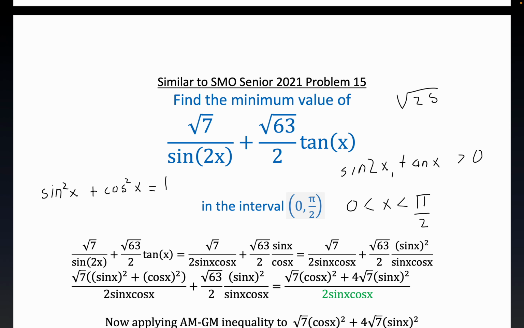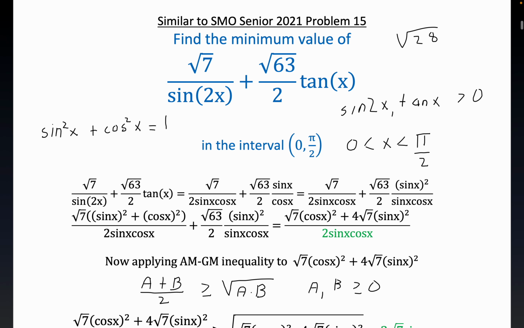The last word on it is that these SMO problems typically use integers just for computational ease, but really the irrational numbers don't impose that much difficulty. The main idea is to use this Pythagorean identity to rewrite the square root of 7 in this cumbersome way to make it more amenable to the AM-GM inequality.